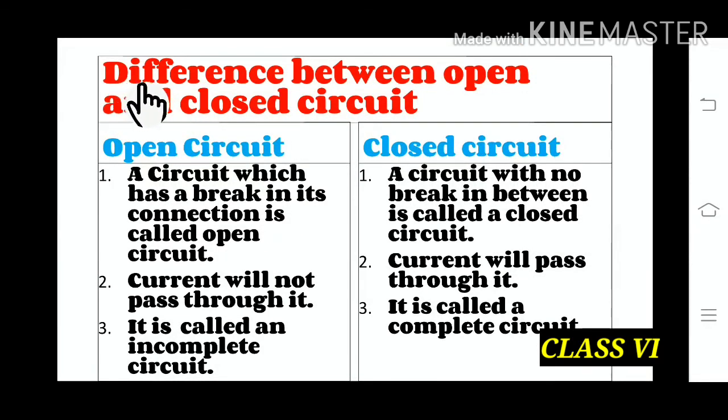Children, now I am going to explain to you the difference between open and closed circuit. Open circuit: a circuit which has a break in its connection is called an open circuit. Whereas in a closed circuit, a circuit with no break in between is called a closed circuit. In an open circuit, current will not pass through it, whereas in a closed circuit, current will pass through it. An open circuit is called an incomplete circuit, whereas a closed circuit is called a complete circuit.